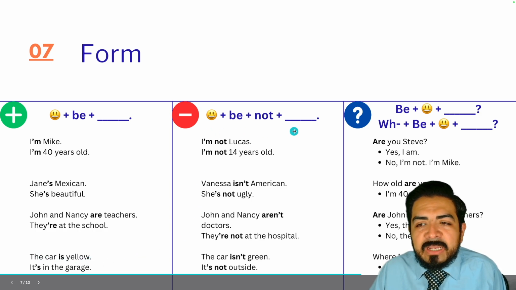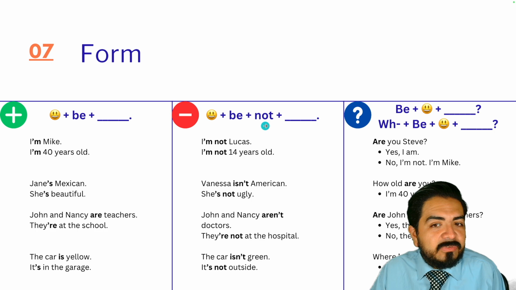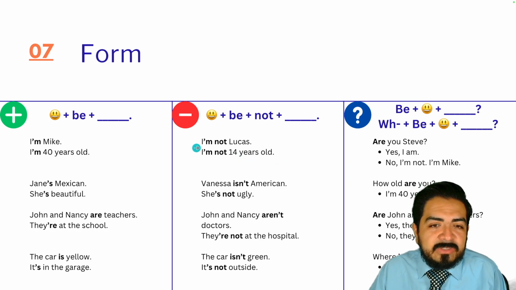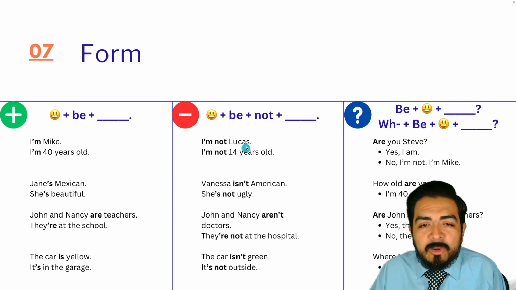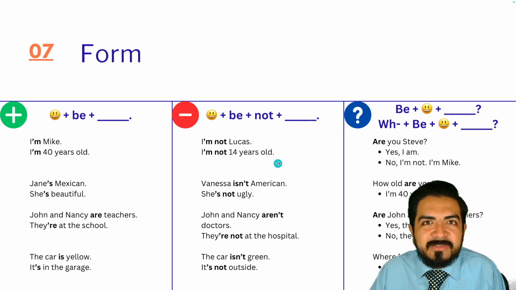When we have a negative form, you see it's very similar in structure, but the only difference is that we add the particle not. Yeah? Let's take a look at some examples. I'm not Lucas. I'm not 14 years old. Yeah? We have again the subject, verb be, particle not, and then the complement. Subject, verb be, particle not, and the complement. Easy peasy, right?